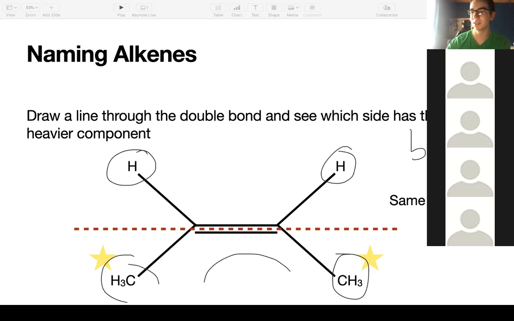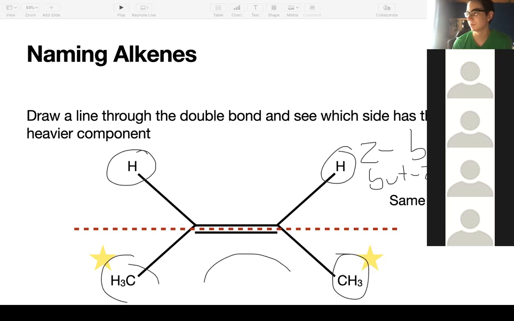The presence of a double bond tells us we're going to use ene. Now, where is the double bond? What carbon is the double bond on? It's on 2. It's between 2 and 3, so it's on 2. So it'd be 2-butene. Or you could also write but-2-ene.